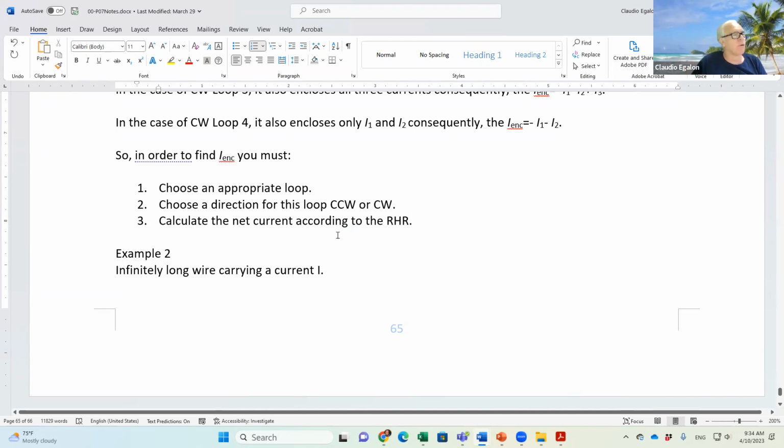Now we are going to go to an actual example: an infinitely long wire carrying a current I.